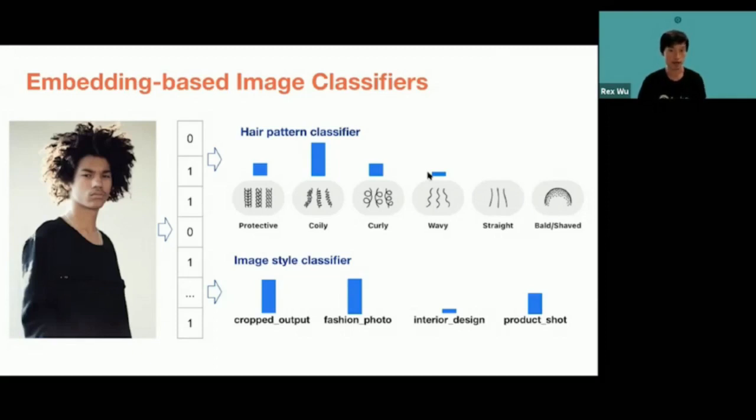These image classifiers provide many important signals for Pinterest. To give one example, recently, to make Pinterest a more inclusive place for all our users, we launched a hair pattern classifier to help our users filter the content based on their hair patterns so that they can see the most relevant results to them.